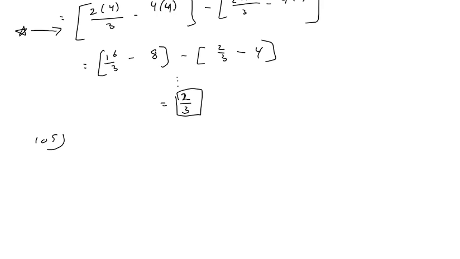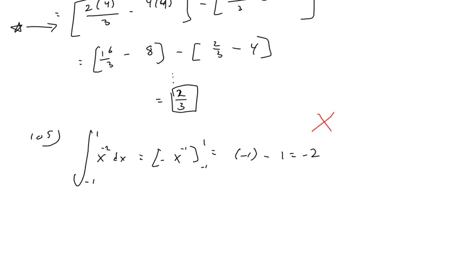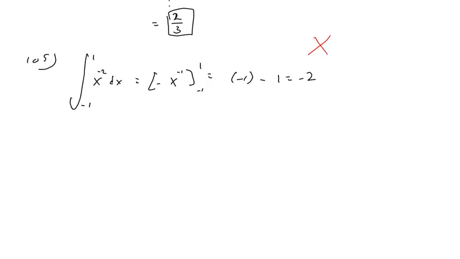So let's look at 105 and 106 just to figure out our points. So they say this is negative x to the negative first power, evaluated from negative 1 to 1, and they said that this was equal to negative 1 minus 1, which is negative 2. And this is an incorrect answer. Someone tell me, looking at this, where's the problem in here? What is the actual answer? What did they do wrong?